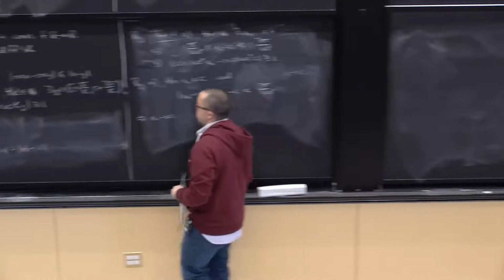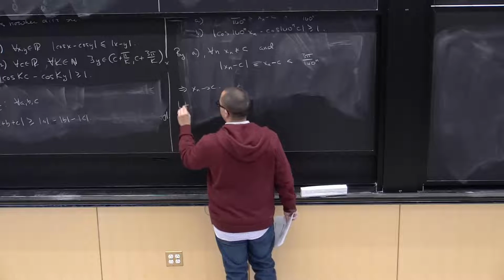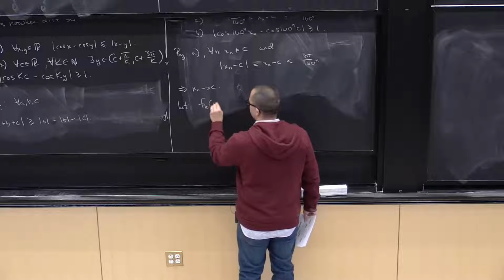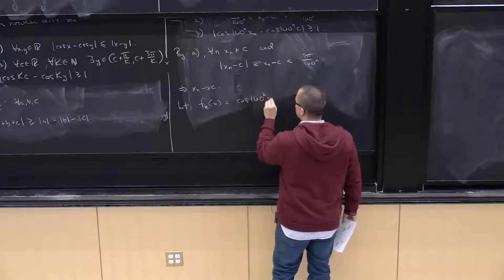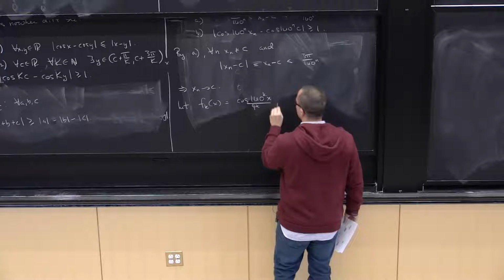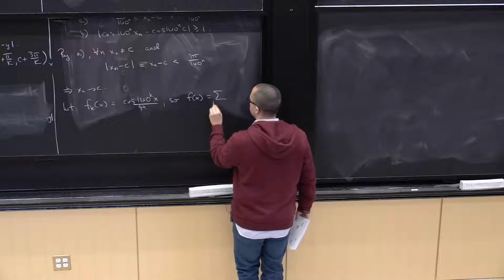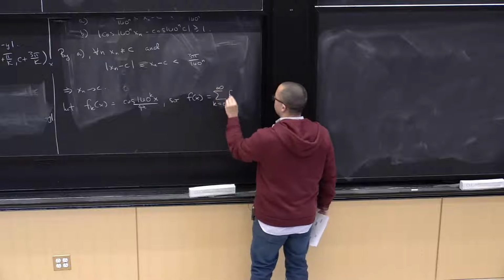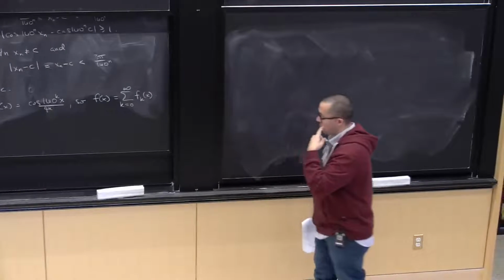Now, to lessen the number of times I have to write cosine 160k, let f k of x be cosine 160k x over 4 to the k. So f of x is equal to the sum from k equal to 0 of f k of x. All right?